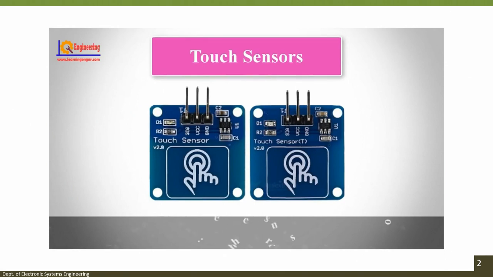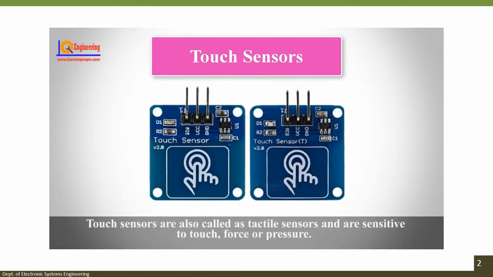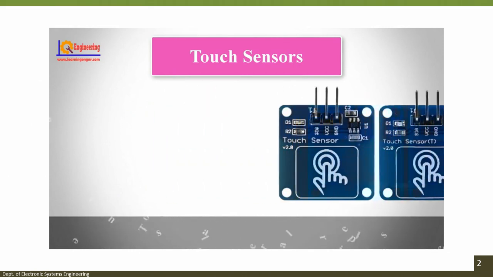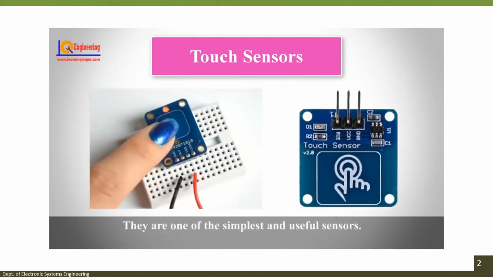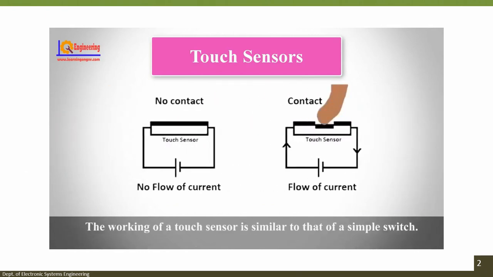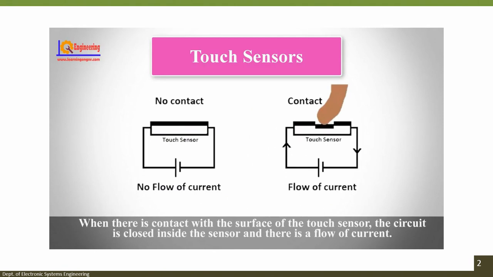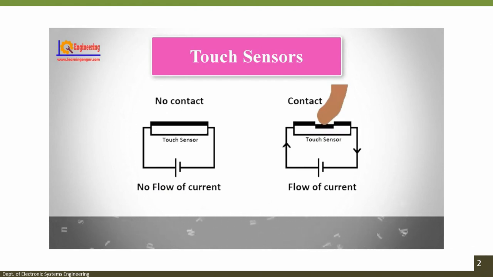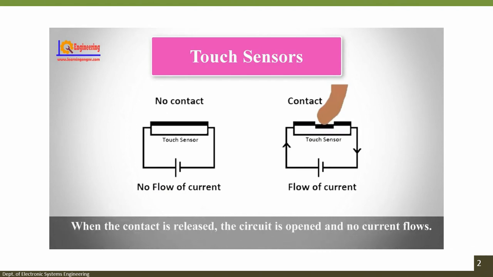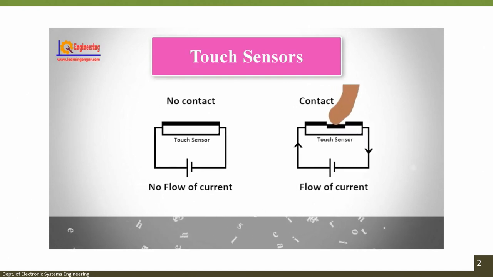Touch sensors. Touch sensors are also called tactile sensors and are sensitive to touch, force or pressure. They are one of the simplest and most useful sensors. The working of a touch sensor is similar to that of a simple switch. When there is contact with the surface of the touch sensor, the circuit is closed inside the sensor and there is a flow of current. When the contact is released, the circuit is opened and no current flows.